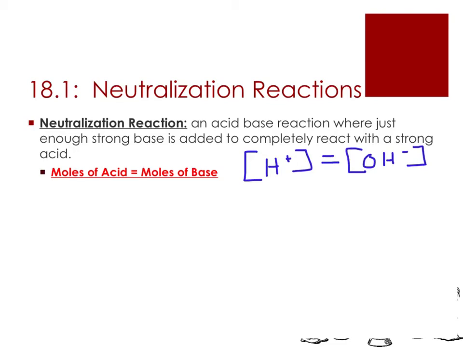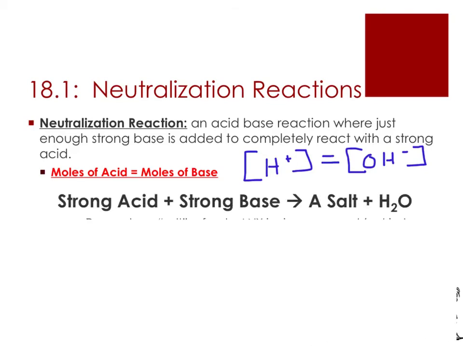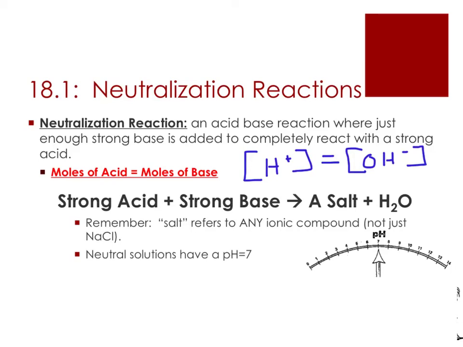A simple schematic for this kind of reaction is that a strong acid plus a strong base yields a salt and water. Remember now, in this scenario, a salt means any ionic compound, not just NaCl, so any combination of two ions. Also note that neutral solutions have a pH equal to 7. We'll be talking much more about pH a little bit later, but for right now it's just important to know that the pH of a neutral solution is 7.